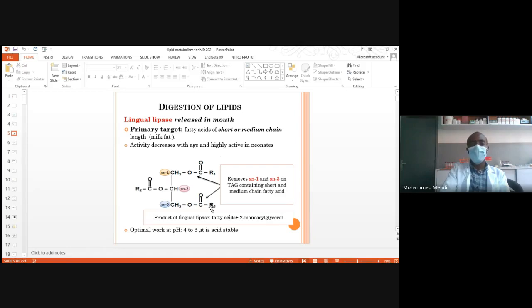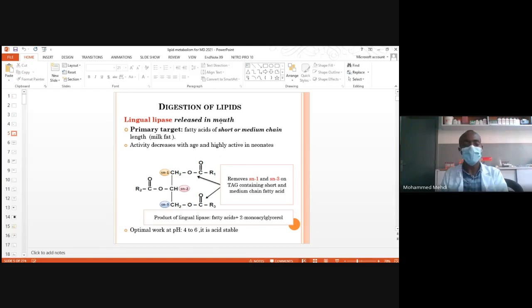Digestion of lipid begins in the mouth by lingual lipase. The function of lingual lipase is not as highly active as that of small intestinal digestion. It is more functional in neonates than in adults. In the neonate, it is highly active, but in an adult, it is largely inactive. You don't have as much function as pancreatic lipase. Lingual lipase is secreted from under our tongue.